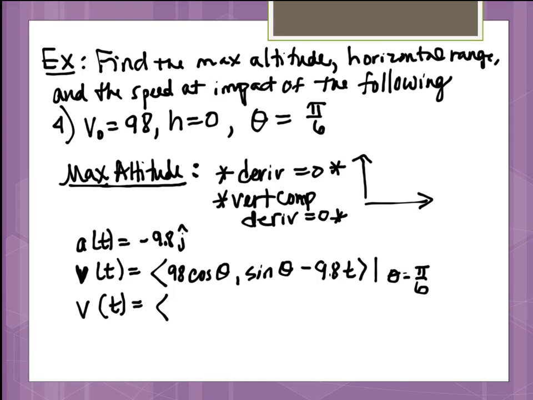I was going to do it in 2 separate steps. I don't know that I needed to do it that way. I didn't in my notes, but for some reason I felt like it for the moment. All right, cosine of pi over 6. Sine of, oh, I'm sorry, I left the 98 out here. There's a 98 in there too. 98 sine of pi over 6 minus 9.8t.